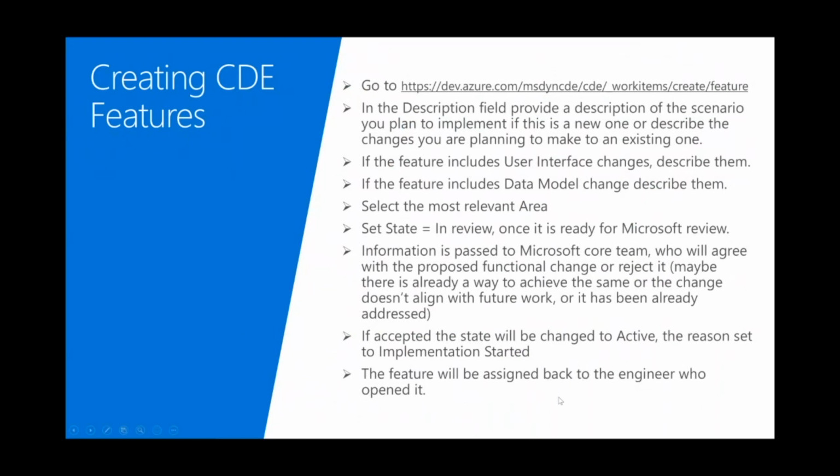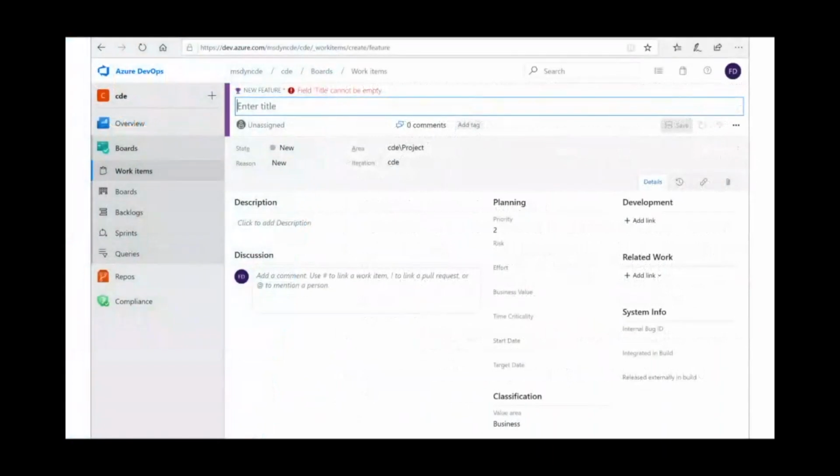Same thing for the feature work item. Once you're done with this, set it to in review and it will be processed similarly to the bug. And the feature looks quite similar to the bug on the DevOps project.